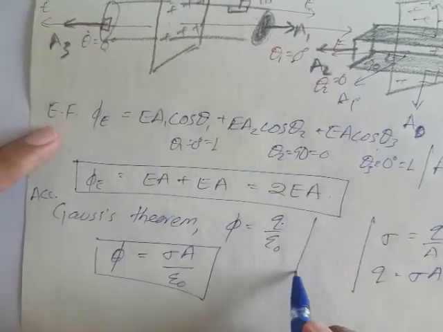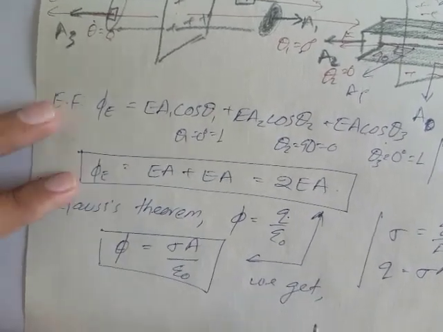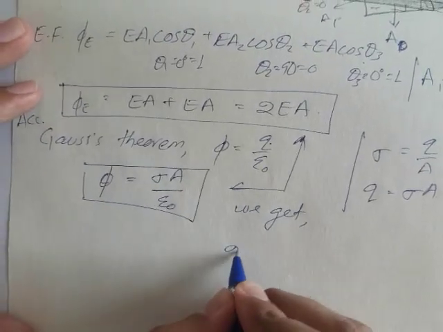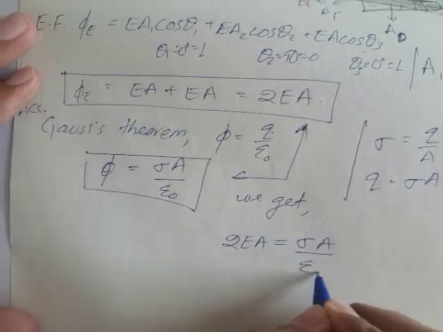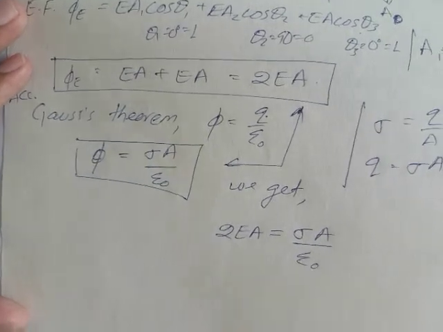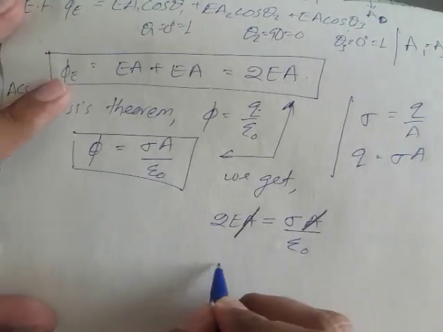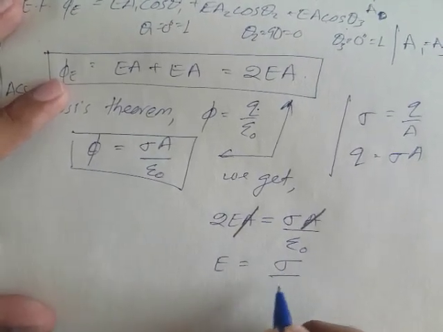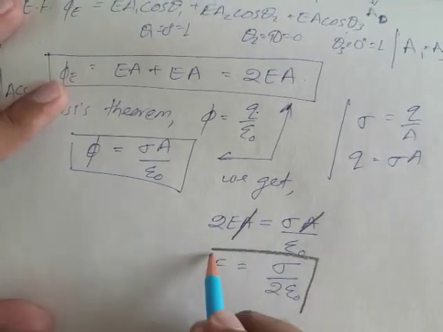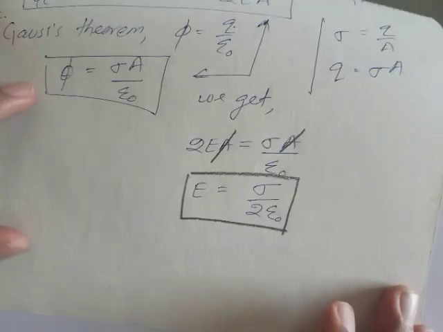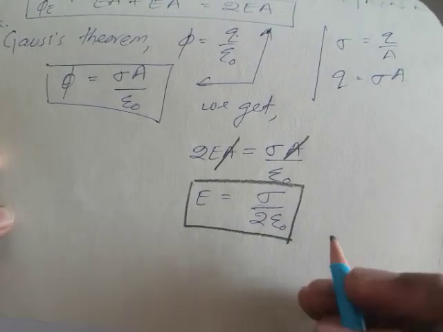Now we compare these two equations. From equations 1 and 2, we get 2EA equals sigma A upon epsilon naught. Area is common in both, so A cancels out, and we get E equals sigma upon 2 epsilon naught. So this is for a single sheet. I hope it is clear to all. Thank you.